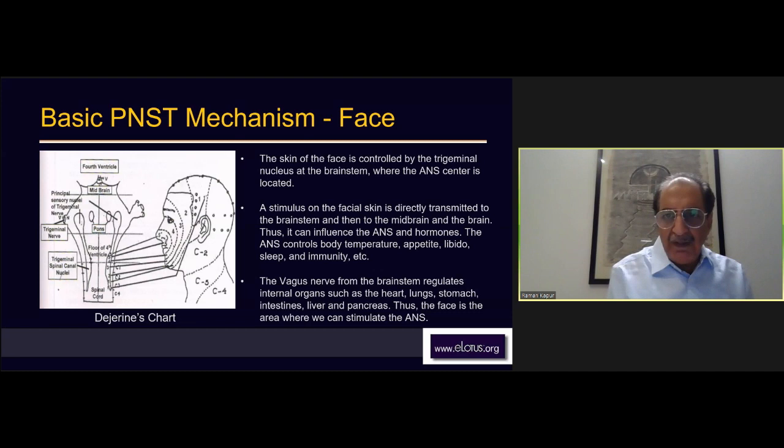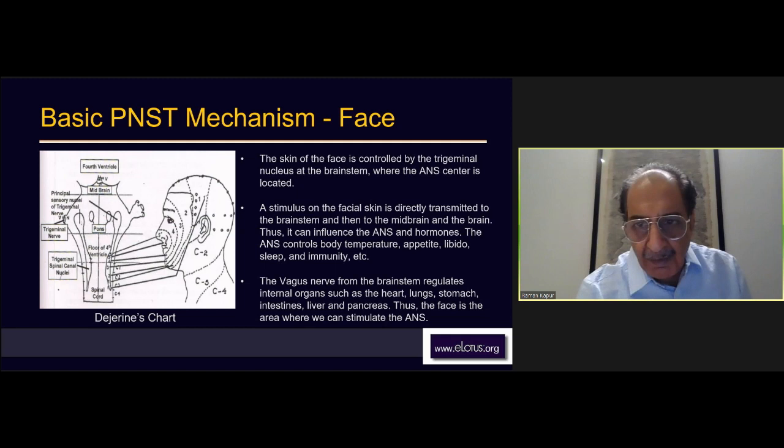And we all know very well from our knowledge that the autonomic nervous system controls our body temperature, our appetite, our libido, our sleep, and our immunity. And we also know that the vagus nerve from the brain stem regulates our internal organs, such as the heart, the lungs, the stomach, the intestines, the liver, and the pancreas. Thus, the face is the area where we can stimulate the autonomic nervous system.